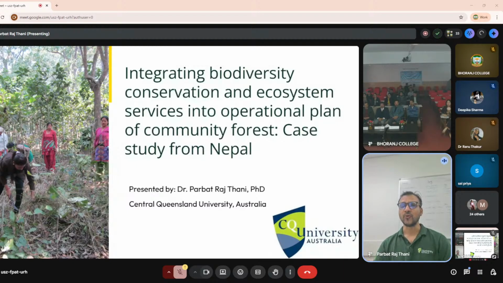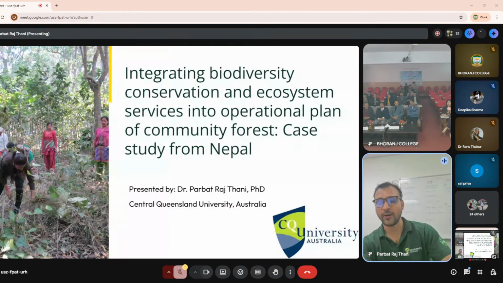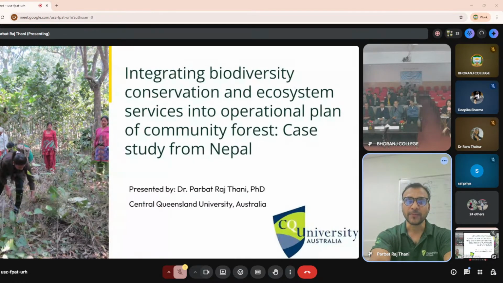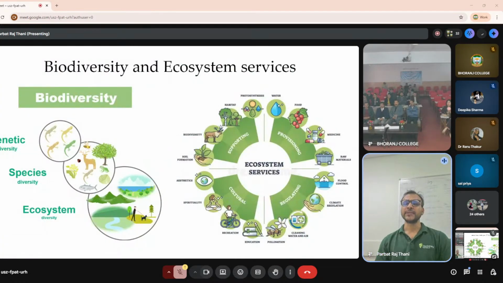definitely the biodiversity as well. So that community forest in Nepal was started since 1970, and from that time until now, how that forest system is moving, what the different constraints are, and what good and bad experiences it has gained. So it will tell all about these things. So let's begin from the biodiversity and ecosystem services first.